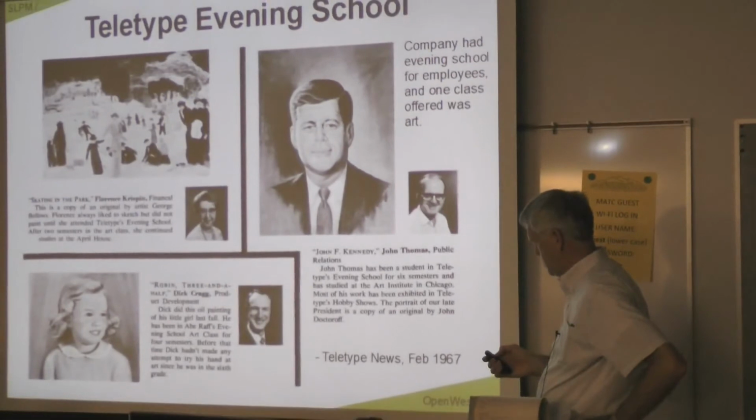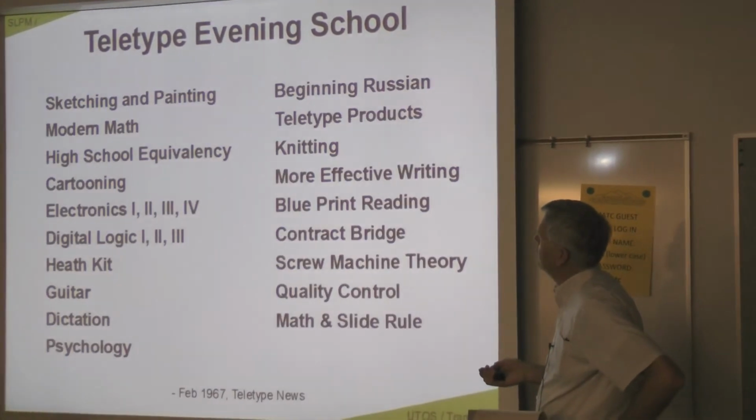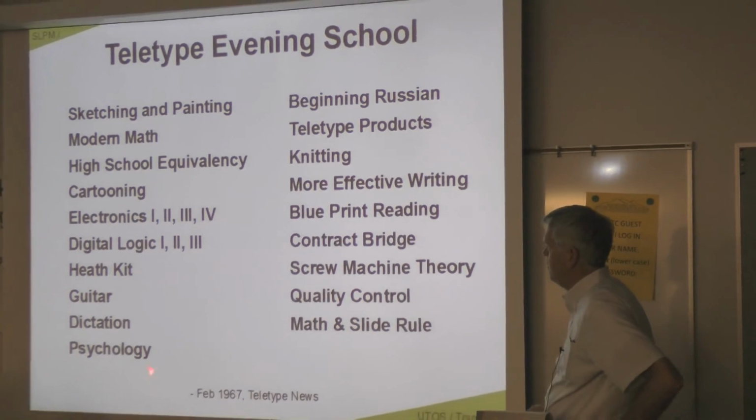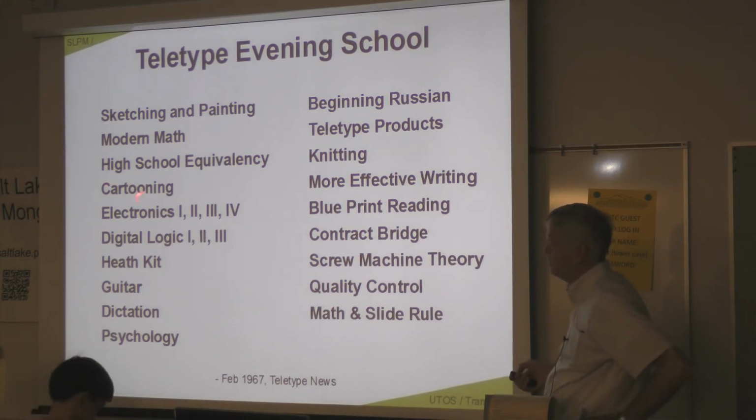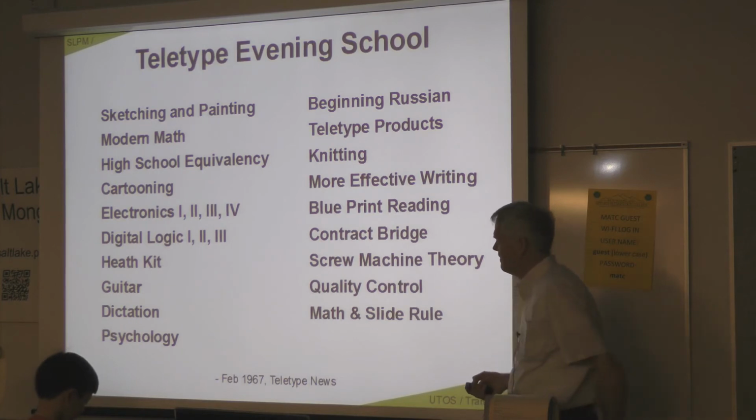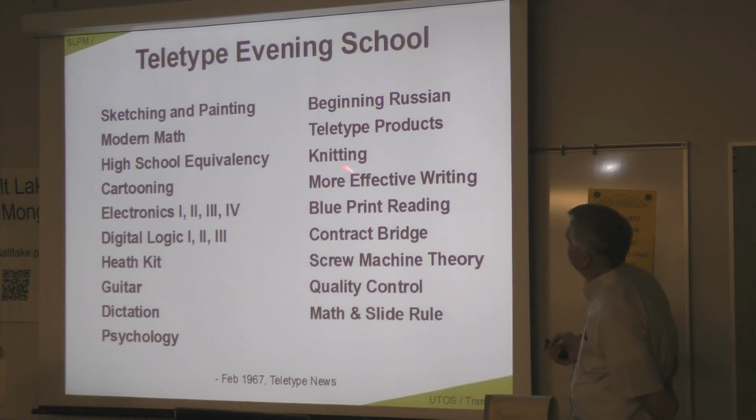Now this is another example of the employees. The company had an evening school, and all these employees did this art that they had learned from that school. In addition to art, these were some of the courses that were being offered in 1967. You had sketching, painting, modern math. I thought that was funny. Electronics. They had cartooning. Can you imagine learning cartooning at your job? They had knitting, beginning Russian. I thought that was interesting. Bridge and screw machine theory. Math and slide rule. Don't need that course anymore.